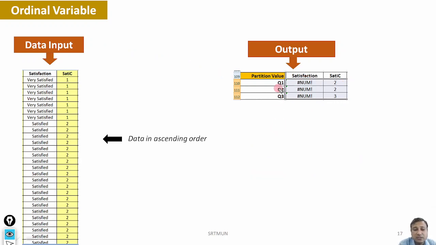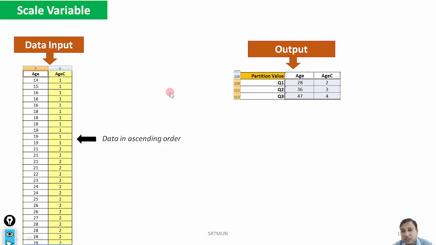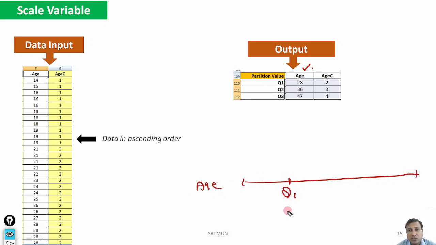Then where to use quartiles? Q1, Q2, Q3 are only applicable to the scale variable. If we look at the scale variable, age is a scale variable. Quartile 1 is 28. What does that mean? In the distribution of age, quartile 1 is 28. It means 25% of the responses are less than the age 28. What is Q2? Q2 is 38. This is 36, not 38, 36.